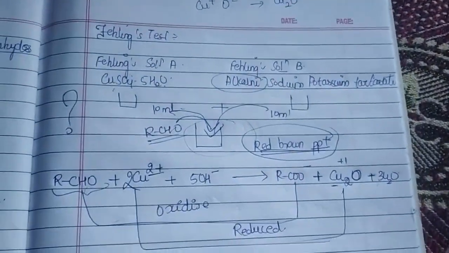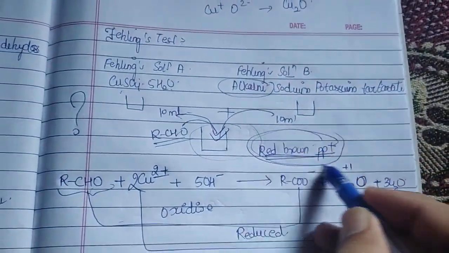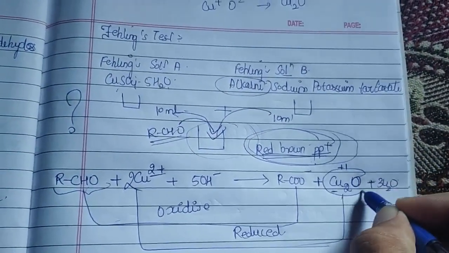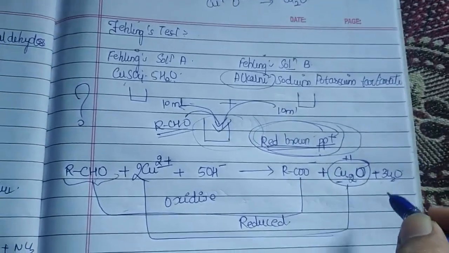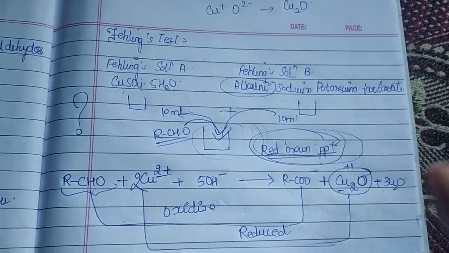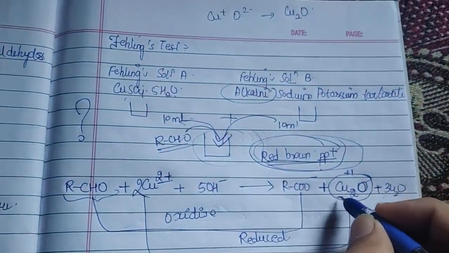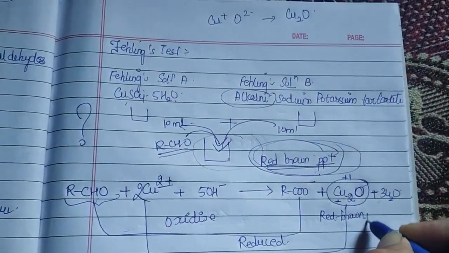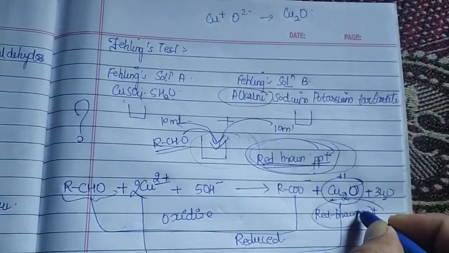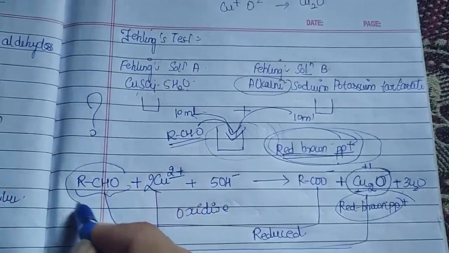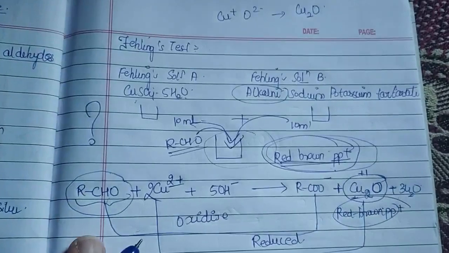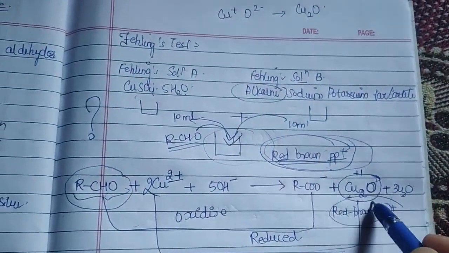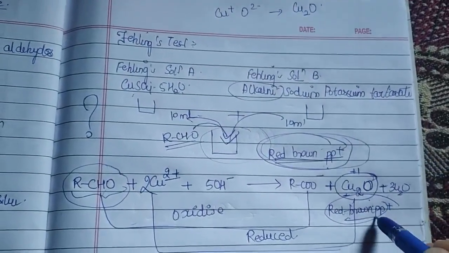Okay, one more important thing. As I mentioned, you are getting a red brown precipitate. Why does it appear? Because of this part: the cuprous oxide that has been obtained is actually a colored compound, and this itself gives you the red brown precipitate. It is observed whenever the main reactant is an aldehyde. Only if it is an aldehyde does this reaction happen and give you cuprous oxide. When it is obtained, the red brown precipitate appears.